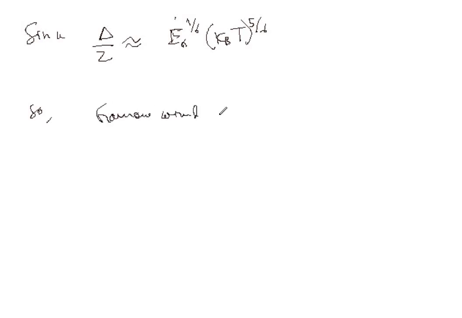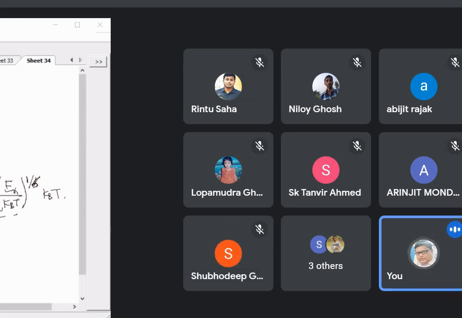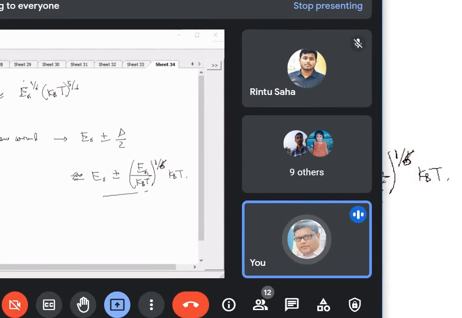Now, as we have just found out, since delta by 2 is of the order of E_G to the power 1 by 6 into k_B T to the power 5 by 6, we can write the Gamow window as E0 plus minus delta by 2, or basically approximately E0 plus minus (E_G by k_B T) to the power 1 by 6 into k_B T. Okay, that's it. So please do the homeworks as I have mentioned, and then we can discuss the rest of this in the classroom. Any questions?